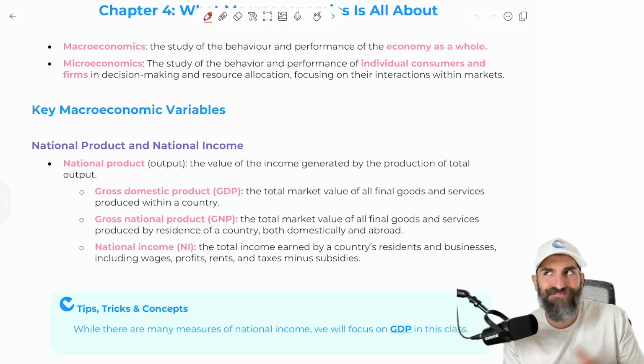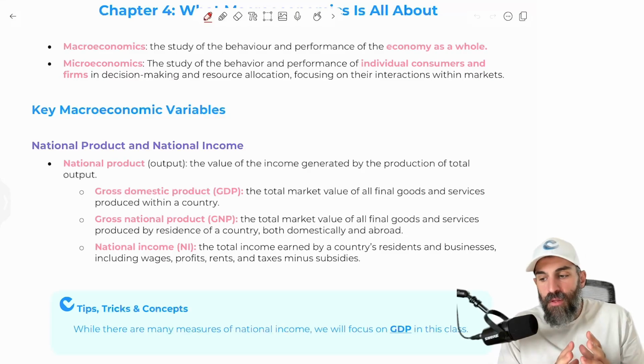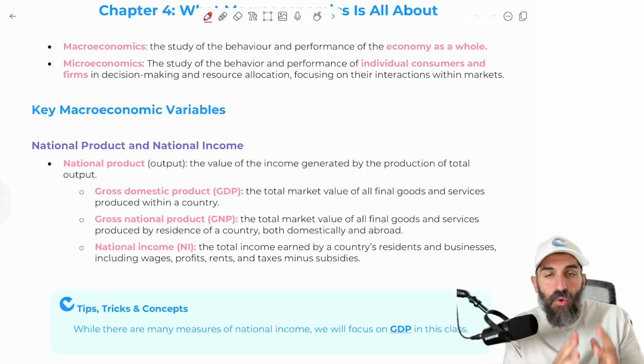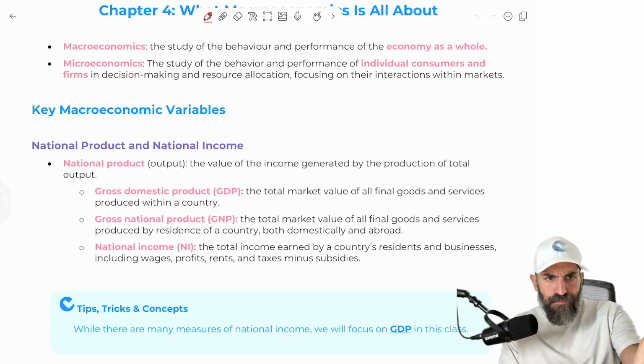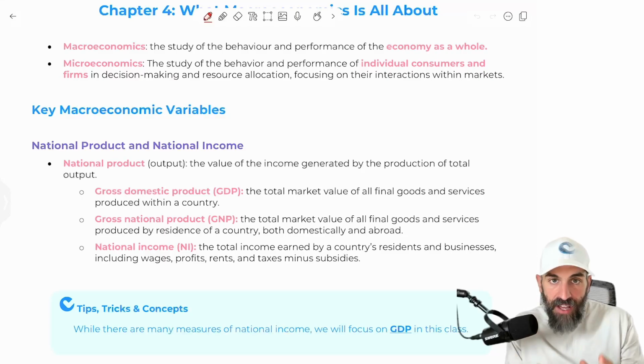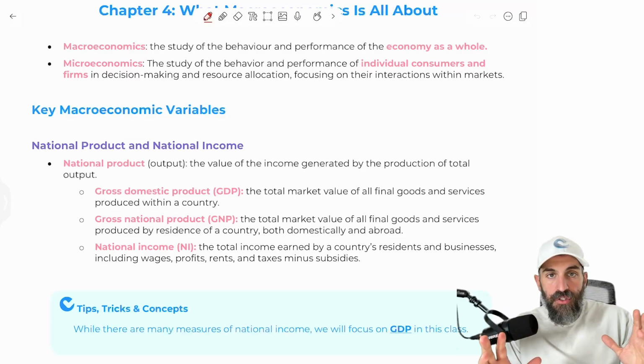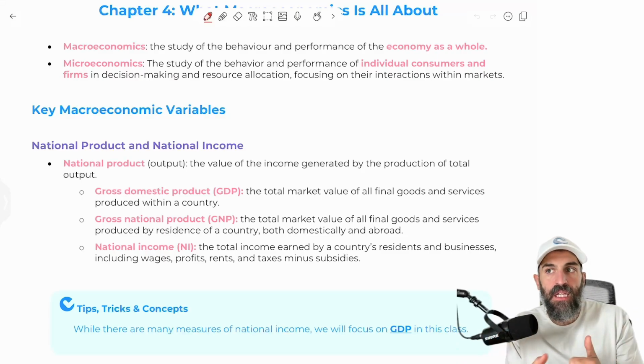One of the main things, probably the main thing in this course, is the concept of national product or national income. So there are many different ways to measure national income, the main one being the GDP. Okay, so you have the definition here, which says the national product is the value of the income generated by the production of total output. And that's really what GDP is. GDP, the gross domestic product, is the value of all the goods and services produced within a country. It really gives you a sense of how much money the country is making.